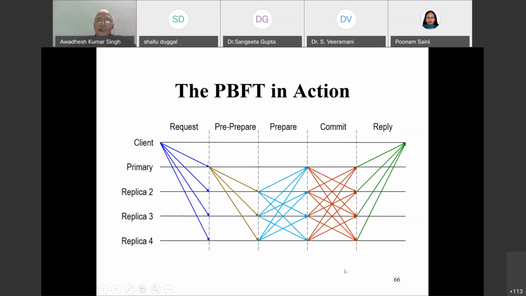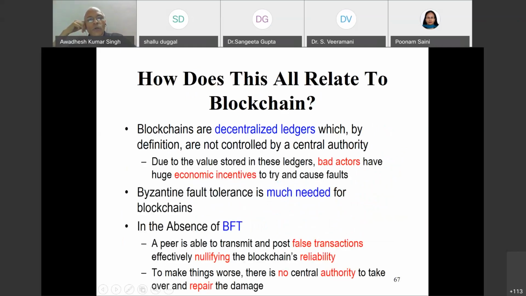So the question is how all this relates to the blockchain. As you are aware, because you have already gone through many lectures and previously also you might have some background, blockchains are decentralized ledgers, distributed ledgers. And we know that it is not controlled by a central authority. Since it is not controlled by a central authority and it is a ledger, of course all the bad actors can get economic incentives by playing with these ledgers, or by introducing something wrong in these ledgers. And they can be arbitrary because machines are not in our control, they are distributed across the globe. So Byzantine fault tolerance, which is of course arbitrary fault tolerance, is much needed for the blockchain.